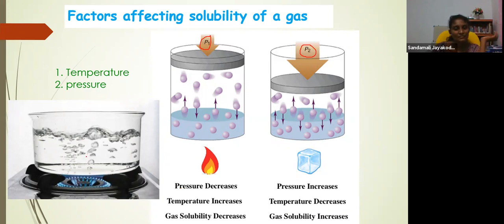When we heat it, we can see here, these bubbles are not just formed from somewhere. They were dissolved gas in this water sample. Once they are boiling it, they are releasing out. That means when the temperature is increasing, solubility of a gas is decreasing. When the pressure is increasing, solubility of a gas is increasing. That is the thing. Is that clear to both of you? I hope that is clear to you.